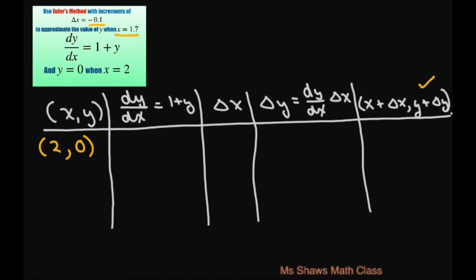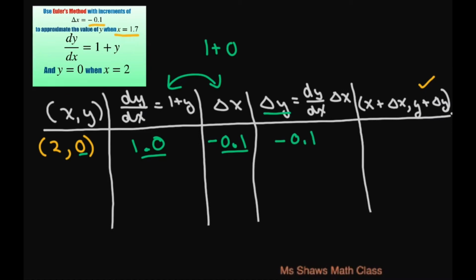So first, let's find our dy divided by dx. That's going to be 1 plus y. Our y is 0, so that's just going to be 1. And let's go ahead and write this in decimal form since we're dealing with decimals. Now our change in x is given, negative 0.1. Our change in y is when you just multiply these two. So just multiply those two numbers and you're going to get negative 0.1.